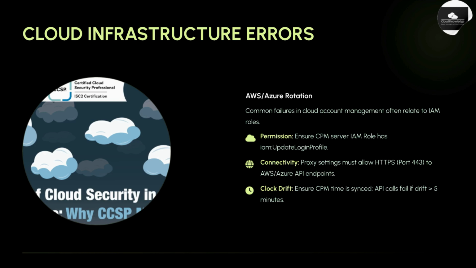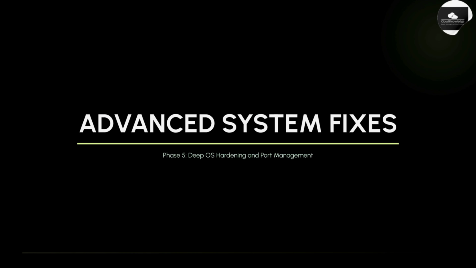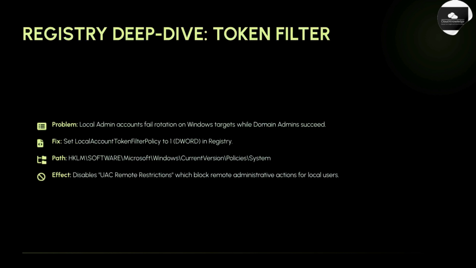For cloud infrastructure errors in AWS or Azure rotation, check the CPM server's IAM role permissions for update actions. Connectivity via HTTPS must be allowed, and clock drift between components must be minimal. Phase 5 focuses on advanced system fixes, including deep OS hardening and port management.